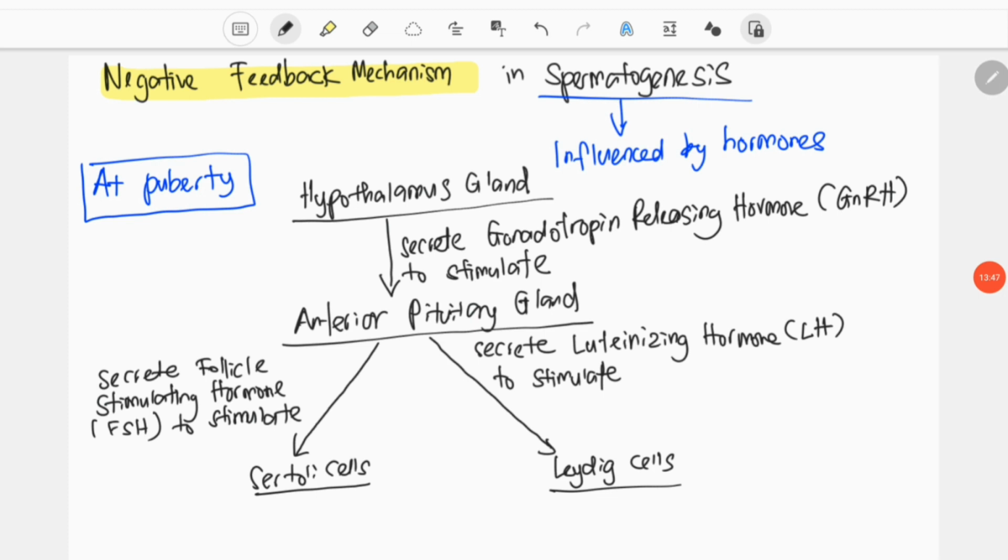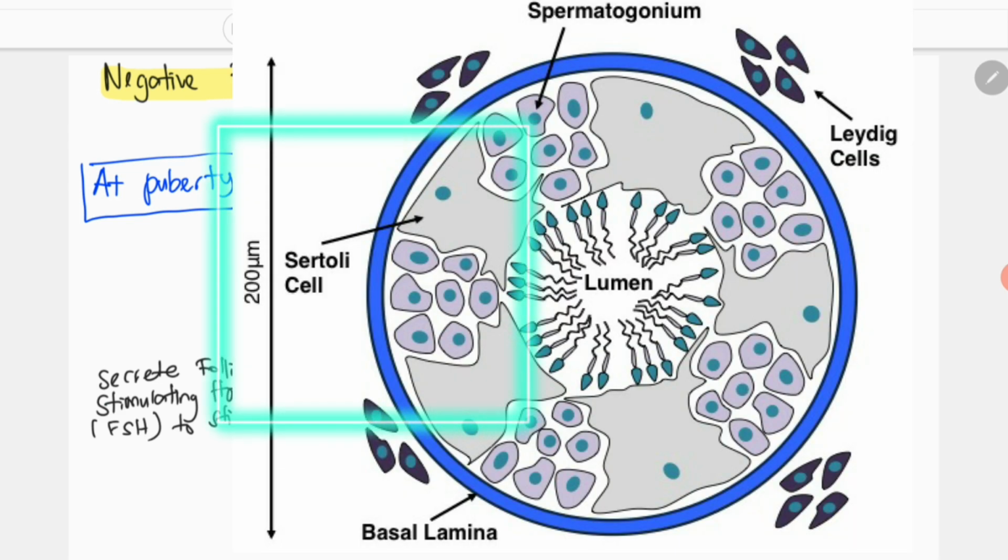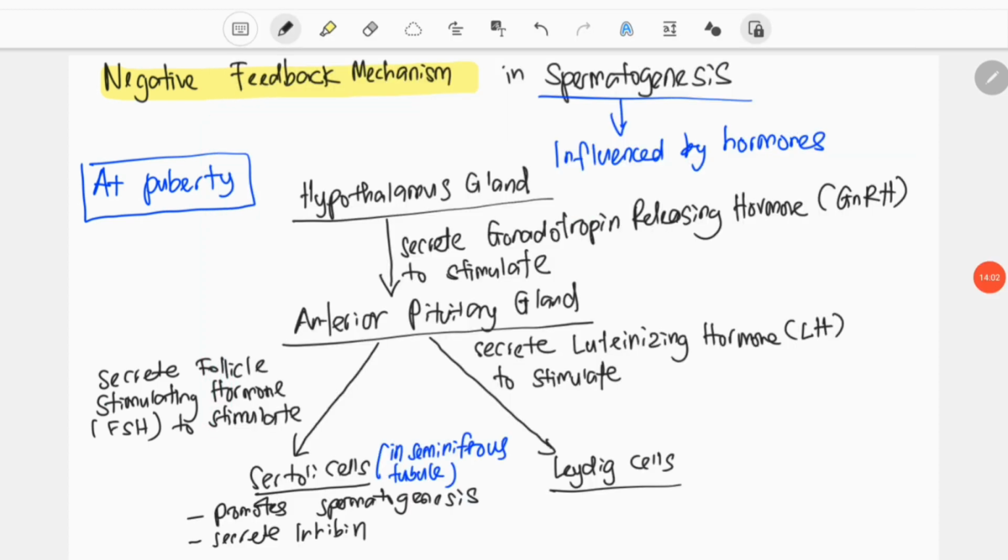So next, FSH pula akan pergi kepada satu kumpulan sel yang bernama Sertoli cell. So Sertoli cell can be found inside the seminiferous tubule. So bila the Sertoli cell inside the seminiferous tubule receive FSH from anterior pituitary gland, so Sertoli cell akan promote spermatogenesis as well as secrete another hormone known as inhibin. So dua benda Sertoli cell ni buat, iaitu dia akan promote spermatogenesis dan juga secrete satu lagi hormon inhibin.